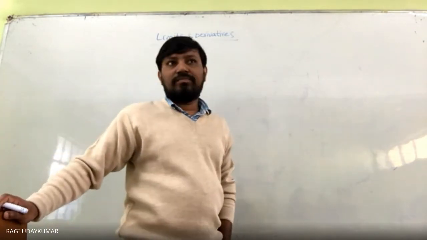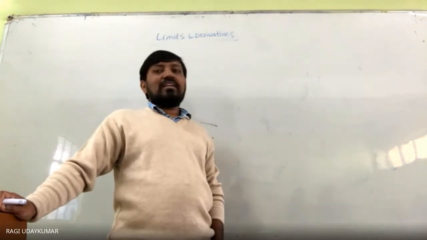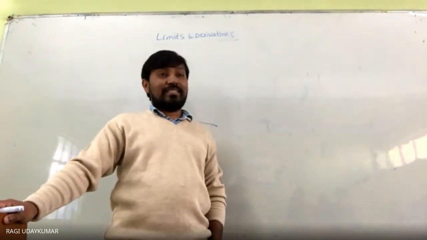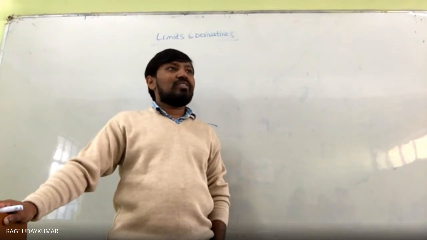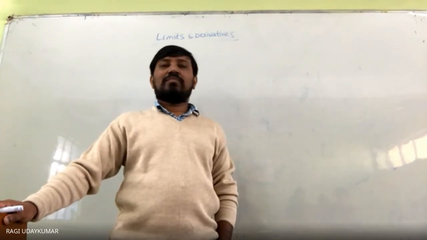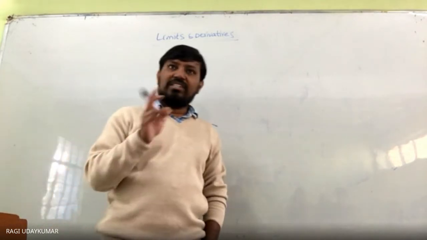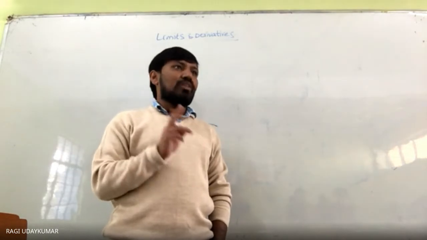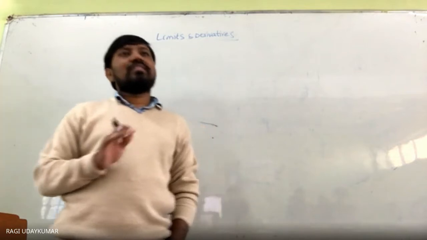If I ask, some students will say: what is sin 90 degrees? What's the value of sin 90 degrees? 1. Okay. Cos 90 degrees? 0. Secant 90 degrees? Undefined. But in some books you see infinity, and that is completely wrong. Infinity is different from undefined. I think I told you in the previous classes also. So what is the difference between these two things?